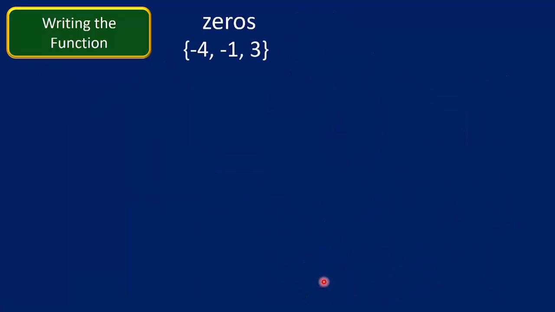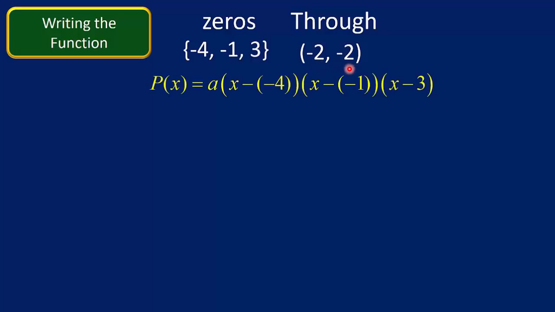Okay. Now, let's suppose we're not looking at a graph, we're just given the zeros, and we're told that our polynomial passes through -2, -2. So I just want to come up with a polynomial that has these zeros and passes through the point -2, -2. Well, here we go. We've got x minus a -4, x minus a -1, x minus 3. Cleaning it up gives this.